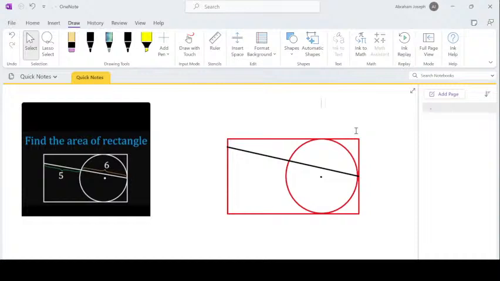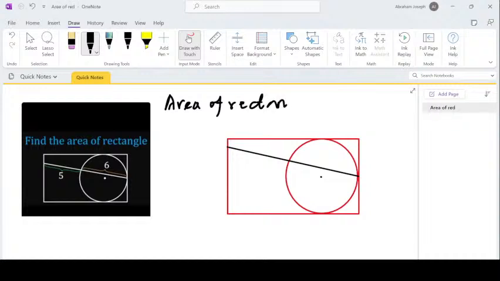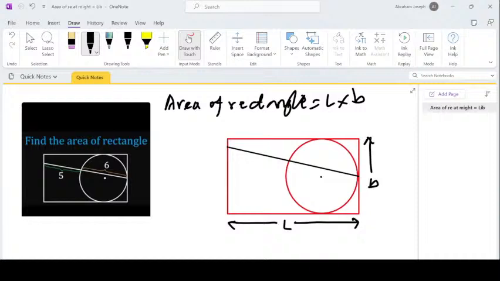So we have to find the area of the rectangle. We know the area of the rectangle is the length times breadth. So by definition, area of any rectangle is the length multiplied by the breadth. So the length is the distance from here to here. So that's the length, while the breadth is the distance from here to here.